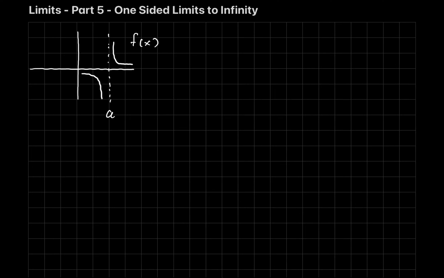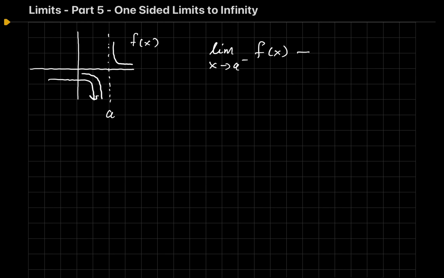Generally speaking, when we have one-sided limits to infinity, we're talking about vertical asymptotes, or what happens to the graph as we're getting close to the vertical asymptote. So if I look at the limit as x goes to a from the negative or less than side, or the left, they all mean the same thing, of f of x, notice as we're approaching x equals a from that side, y is shooting down to negative infinity.